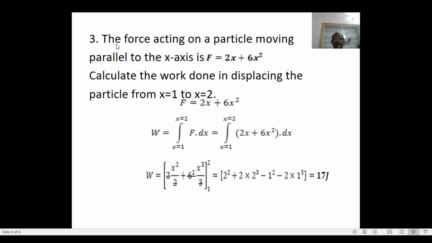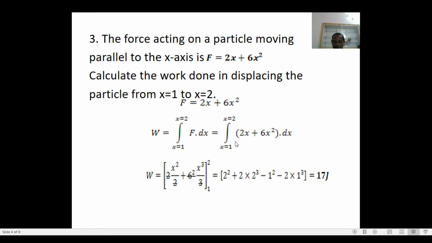Problem number 3. The force acting on a particle moving parallel to the x-axis is F is equal to 2x plus 6x square. Calculate the work done in displacing the particle from x is equal to 1 to x is equal to 2. Force is F is equal to 2x plus 6x square. W is equal to integral from x is equal to 1 to x is equal to 2 of F dx, which is equal to integral from 1 to 2 of 2x plus 6x square dx.